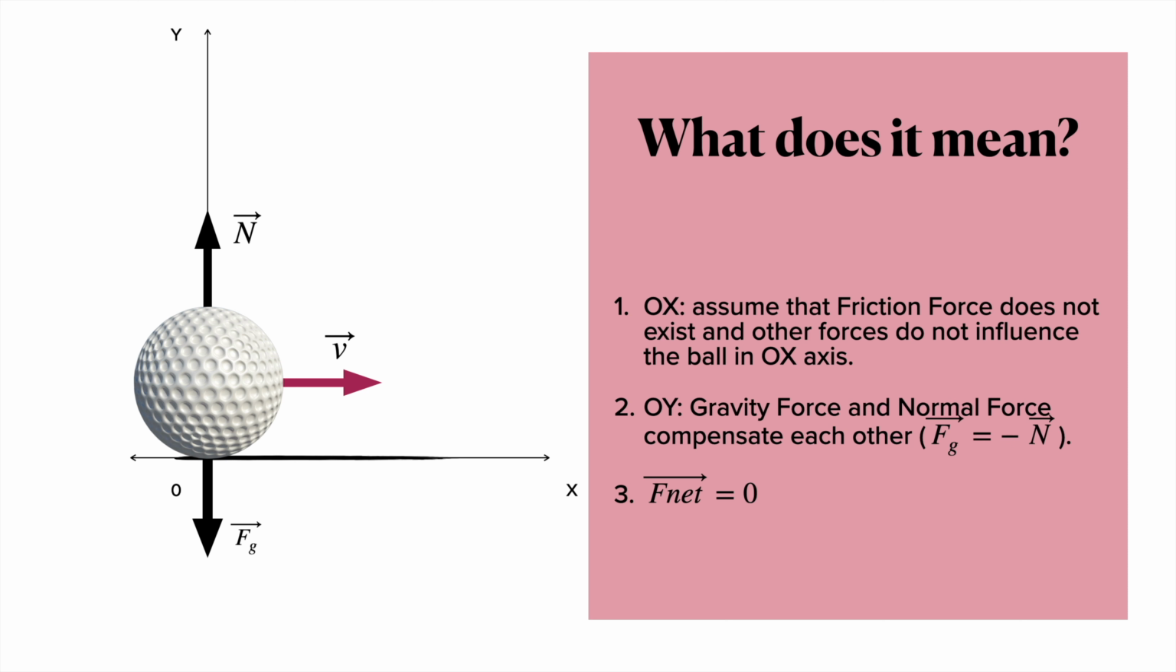The second question asks to discuss the forces that influence the ball. Analyzing the x-axis, we can say that there is no force that influences the object because we assume that friction force doesn't exist and other forces do not influence the ball in the x direction. The ball, however, is influenced by two forces in the y-axis. Gravity force and normal force compensate each other, which as a result gives a zero net force.